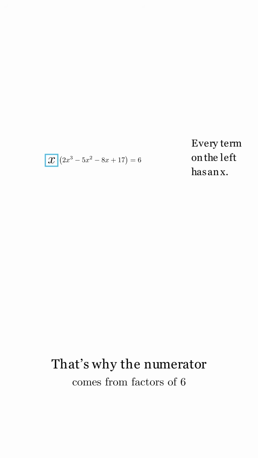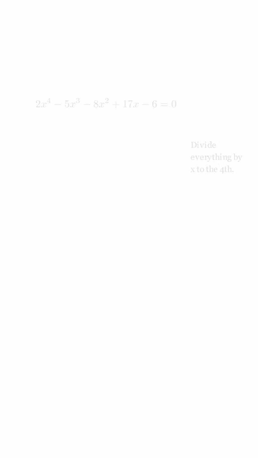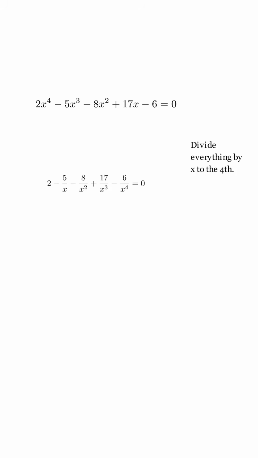So then how about the denominator of the possible factors? Why is it the coefficient of the first term? Well, it gets a little complicated, but here's how it goes. Let's go back to our original expression, 2x^4 - 5x^3 - 8x^2 + 17x - 6, and let's divide everything by x^4. If you do that, we have 2 - 5/x - 8/x^2 + 17/x^3 - 6/x^4.